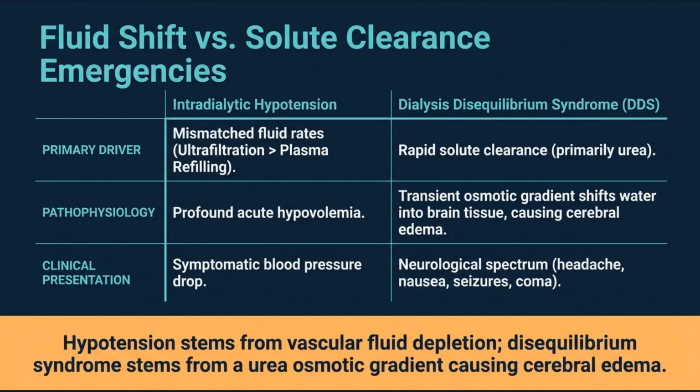This condition results from the rapid clearance of solutes, primarily urea, from the intravascular space during dialysis. Because urea is cleared from the blood faster than it is from the brain, a transient osmotic gradient is created. This gradient shifts water into the brain tissue, leading to cerebral edema. Clinically, this presents with neurological symptoms ranging from headache and nausea to seizures and coma. Both of these conditions underscore the dangers of rapid physiologic shifts during dialysis. Recognizing their underlying mechanisms is crucial for board exams and safe clinical practice.